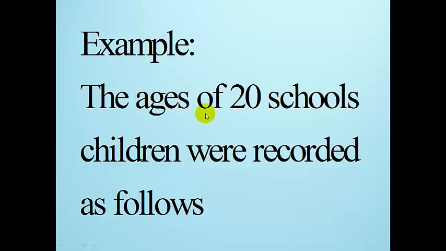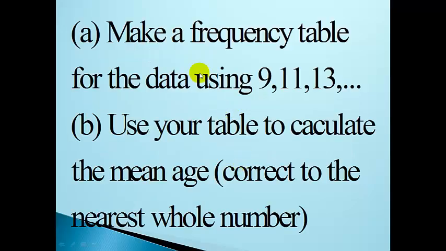Example: the ages. Let's see how best we can solve this problem. The ages of 20 school children were recorded as follows. Make a frequency table for the data using 9, 11, 13 in that order. Then use your table to calculate the mean age correct to the nearest whole number.